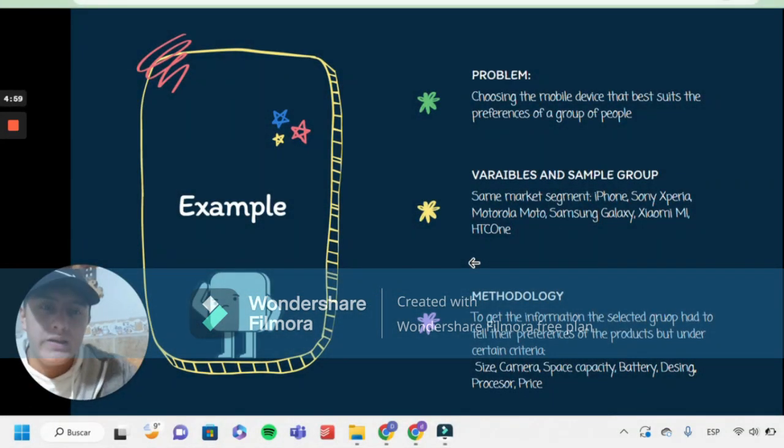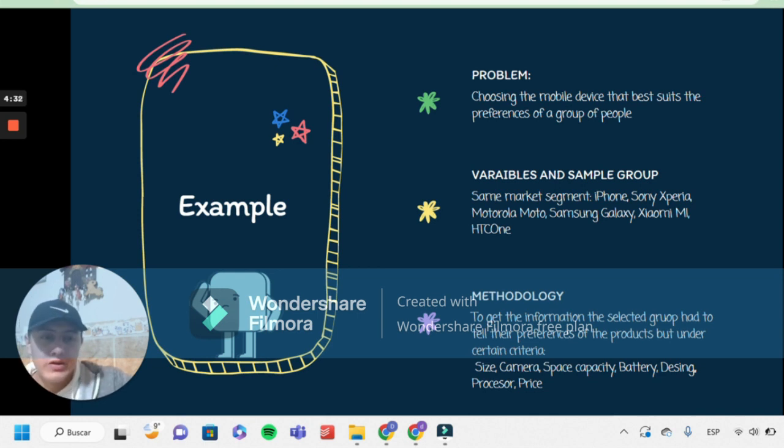Well, now we're going to move on to the first example. For this, we have a problem: we have to choose a mobile device that best suits the preferences of a group of certain people. This will be the sample group. We will have variables, such as the kind of phone.